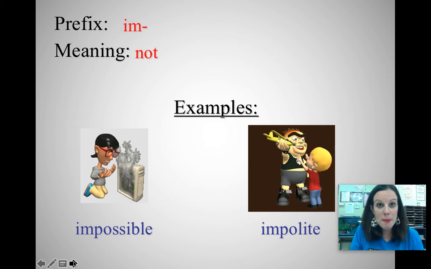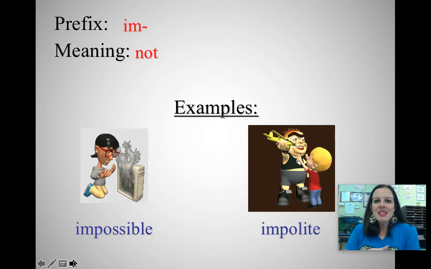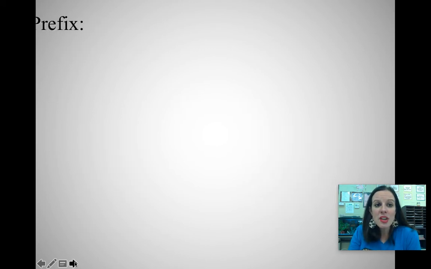Ooh, look at impolite. Look at that bully. What is the base word of impolite? I hope you said polite. And what's the prefix that I added? M, that's right. When I added M to the word polite, I now made it say impolite, which means not polite. Prefixes can help us figure out the meaning of words. So we can figure out the definition.